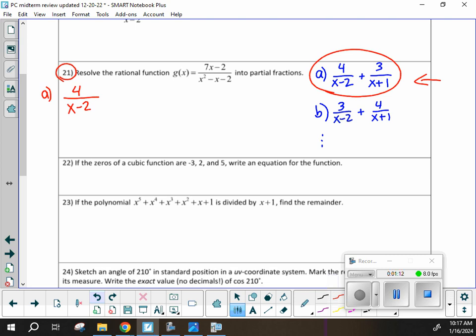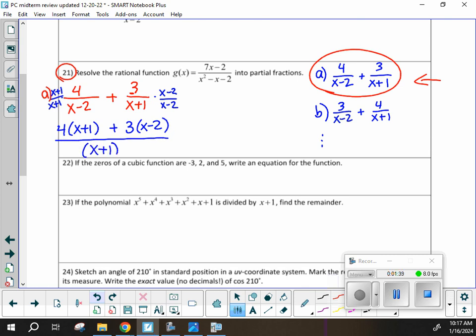Now, add those together. You do need to get a common denominator. So I am going to multiply the first fraction by the other denominator over itself, that x plus 1, and then the second fraction by x minus 2 over x minus 2. That's going to give me 4 times x plus 1 plus 3 times the quantity x minus 2, all over this common denominator of x plus 1 times x minus 2.